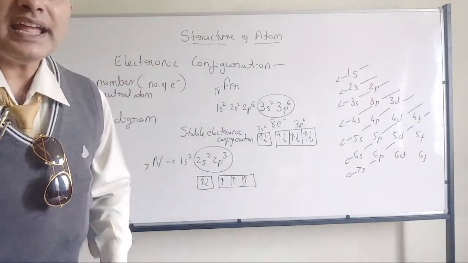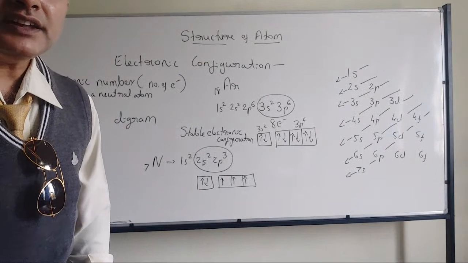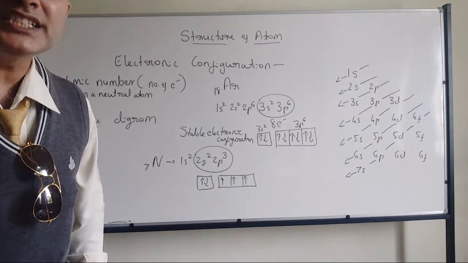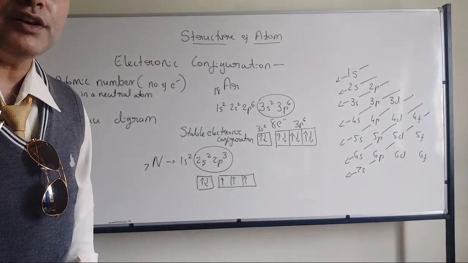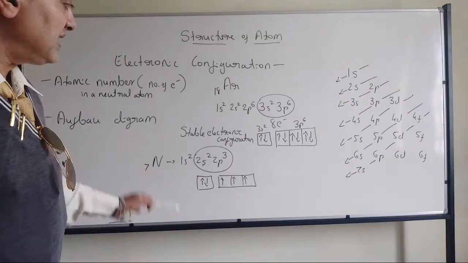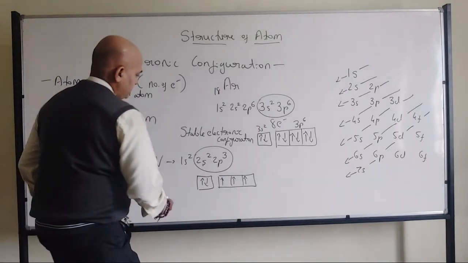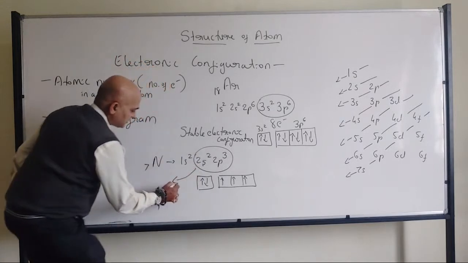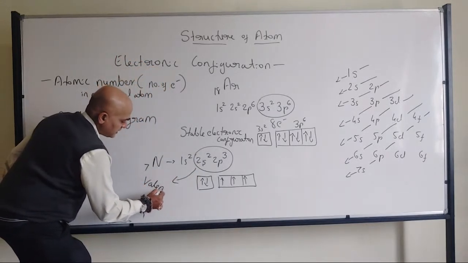Okay? Now what I can observe, when it comes to the p subshell, how many maximum electrons can it accommodate? Any one of you? Yes, valence electron is 5, no doubt. So total valence electrons is 5. Absolutely correct.